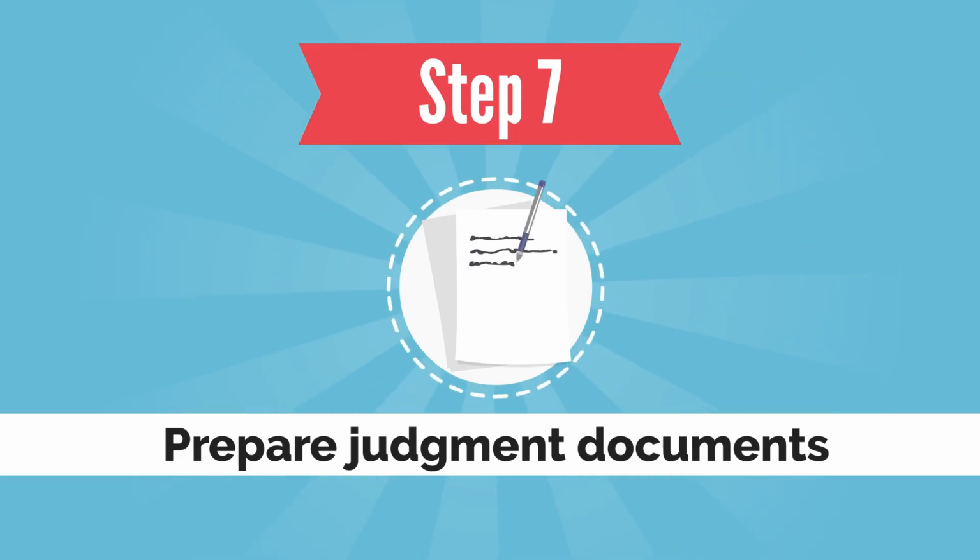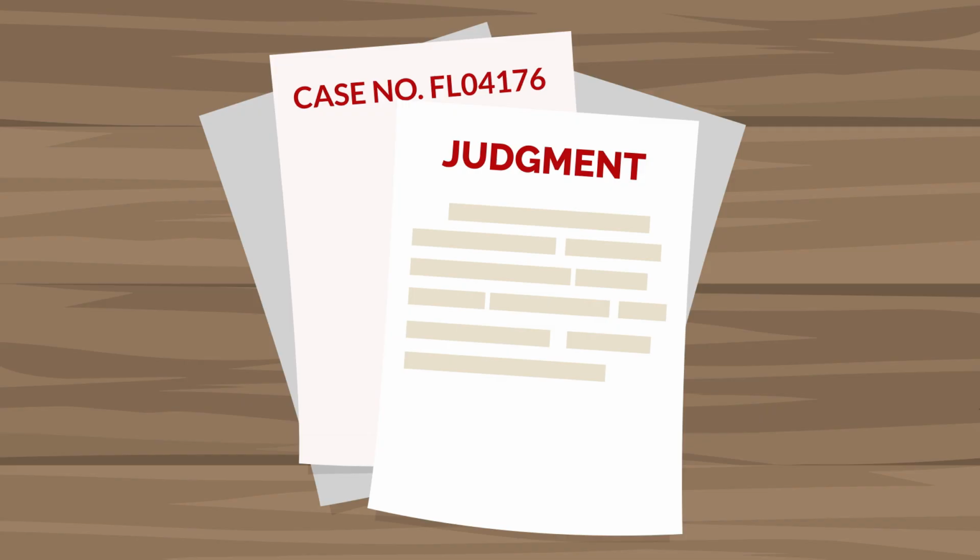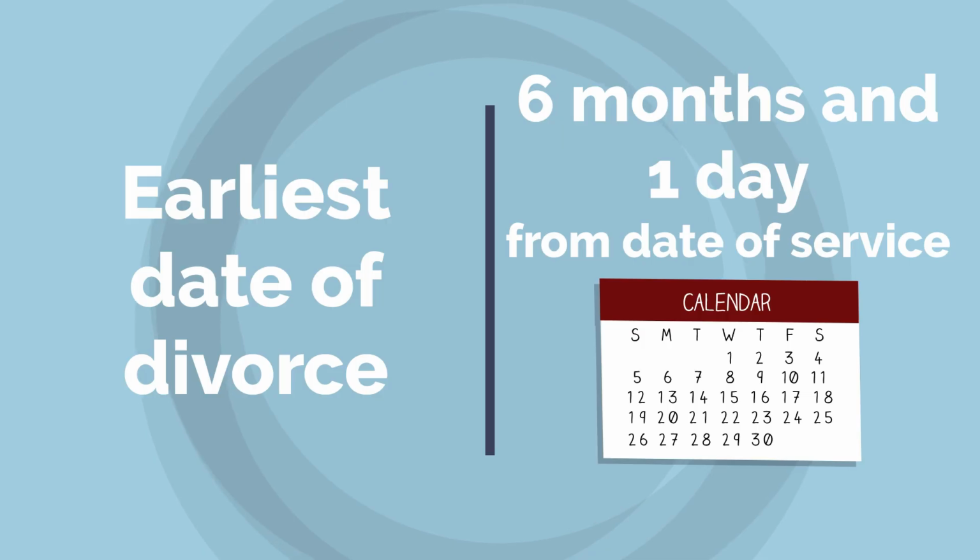Step 7 is to complete the judgment paperwork and file it with the court. The judgment documents are the last forms that are needed to complete the case. The judgment will outline the court orders on all issues. Remember that in a divorce case, the parties are not divorced until they receive a copy of the signed judgment back from the court, and at least 6 months and 1 day have passed from the date that the respondent was served with the original petition.